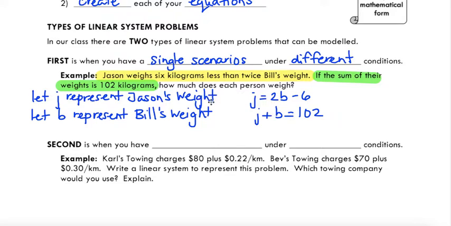I don't want to solve it at this point, I just wanted to make sure that I know how to represent the variables and how I can come up with an equation. So that's one example where you have a single scenario under different conditions. The second type of problem you might have is where you have different scenarios. This is when we're comparing two different companies, for example. So we have different scenarios under the same condition.